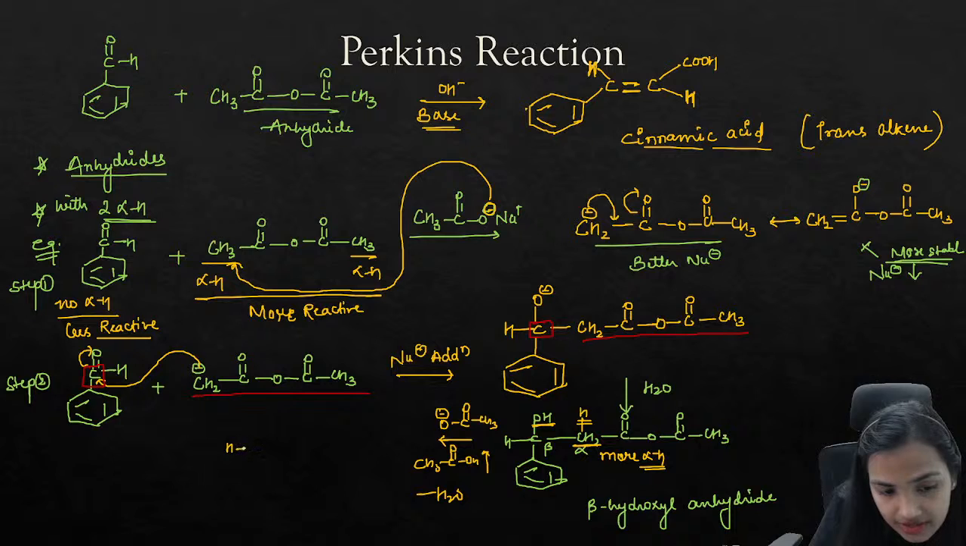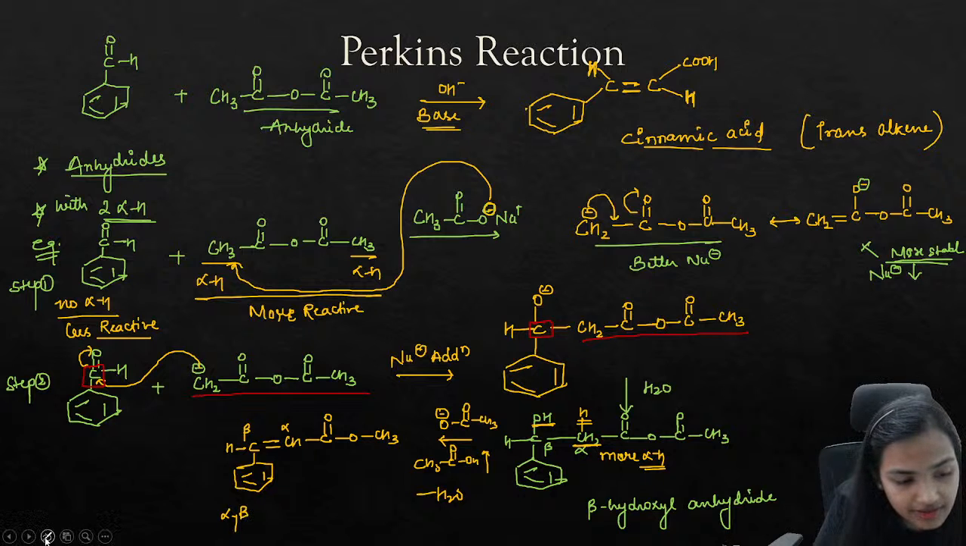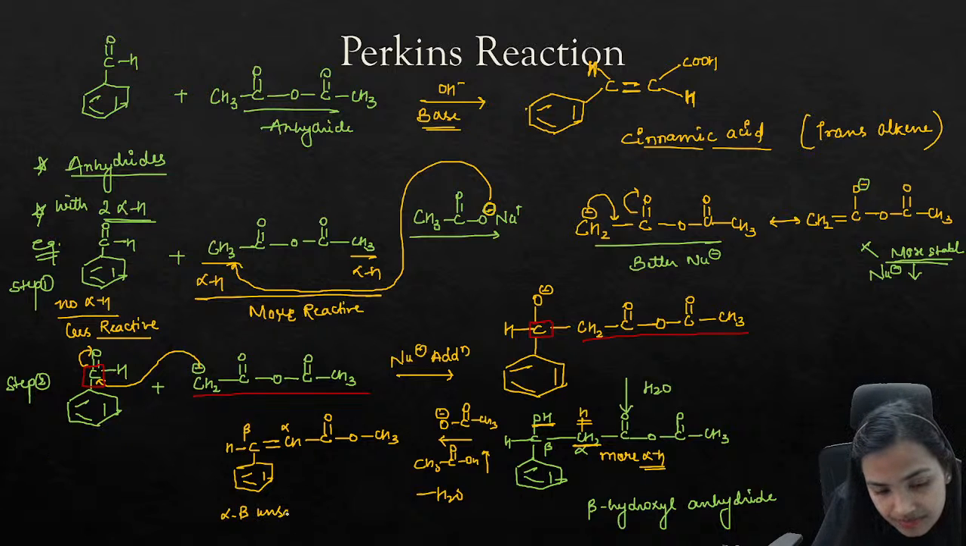Ultimately we will be getting the double bond CH, single bond COOCH3. We can say that this is alpha beta unsaturated anhydride. Is this the final product?